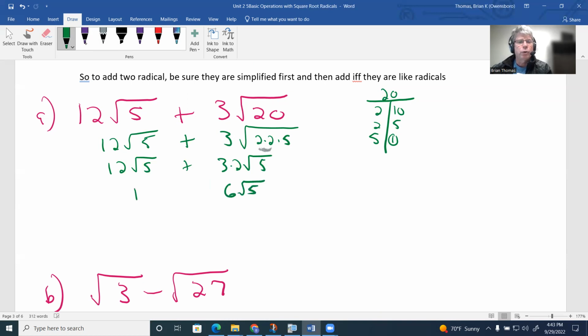And then we also have this 12 square root of 5. So now we're at this spot. So now each one of those is simplified. But notice now they are actually like radicals. So I would add the coefficients together and say this is 18 square root of 5. And that would now be completely simplified.